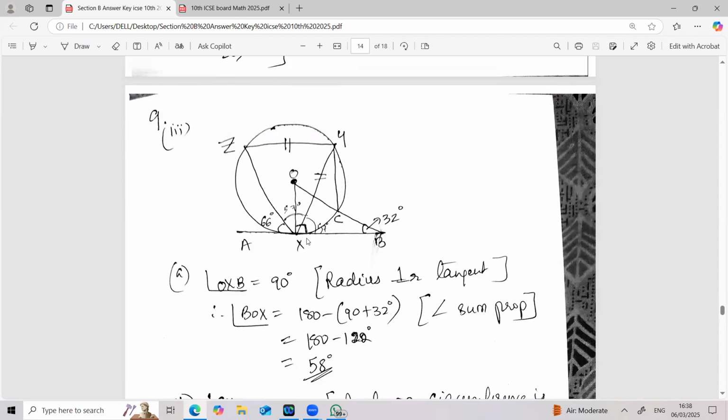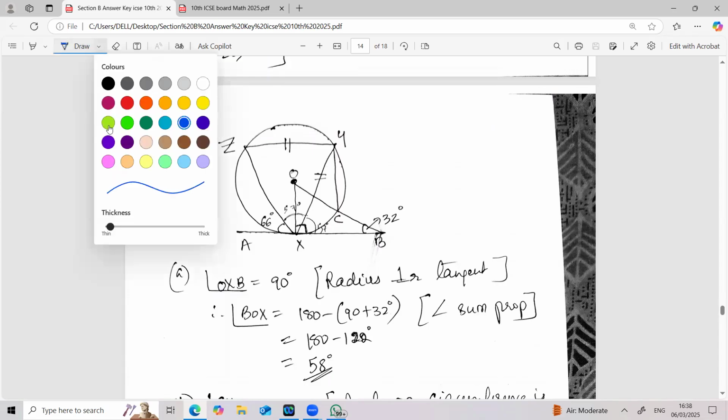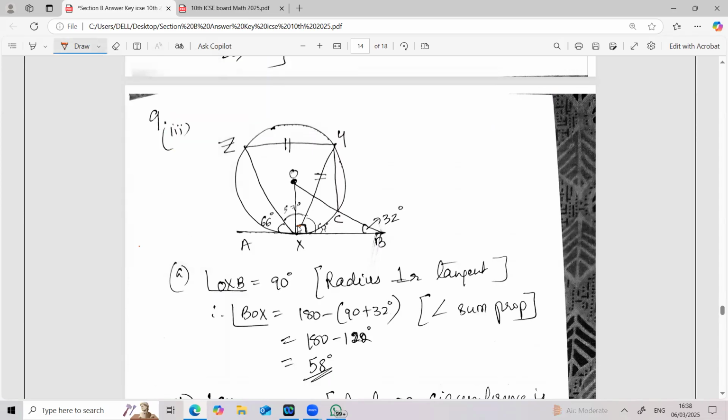OXB, radius is perpendicular to tangent. So I ended up getting a 90-degree angle here. Angle box, I'm using the angle sum property. 58, that's your first answer.